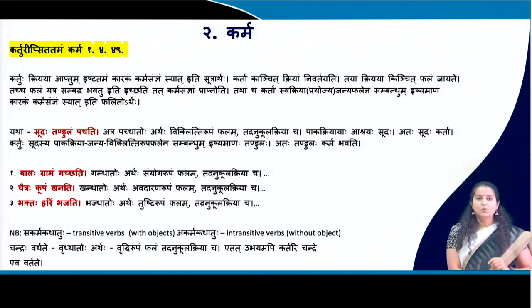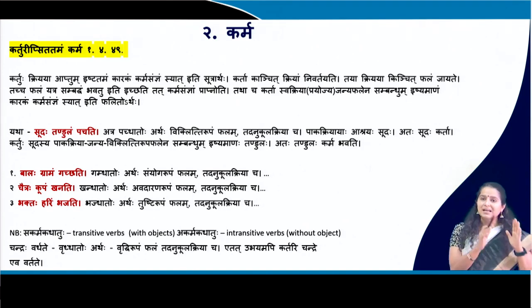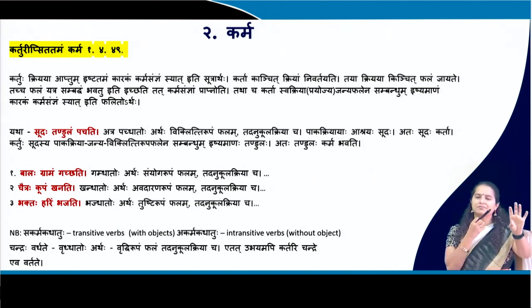Now, an important point to note here is that in verbs you have the transitive verbs which have an object, like the sakarmaka dhatu, and you have the akarmaka dhatu or the intransitive verbs which are without object. So, like you have here chandraha vardhate. In the first case of a sakarmaka dhatu, like we have seen, where chaitraha kupam khanati, Chaitra is digging what? The well. The well is different, so the phalam is different and the karta is different. The doer is different and the well is different. And therefore, you have this separate attribution of the karma to that.